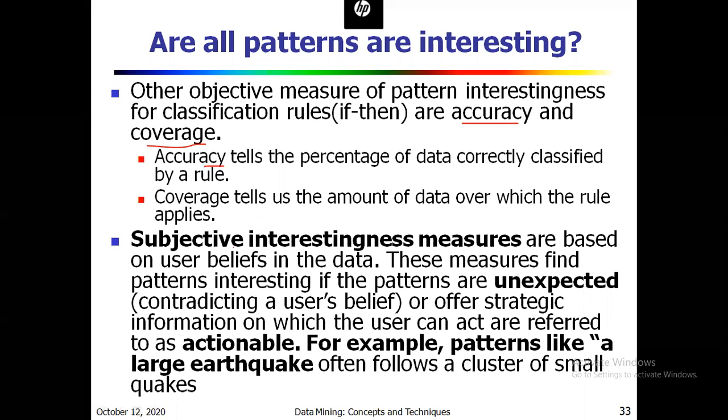So we have the subjective interestingness measures. These are for patterns that are unexpected or offer some strategic information. For example, a large earthquake followed by a cluster of small quakes, and you have preventive measures based on this analysis. So this is the subjective interestingness measure.